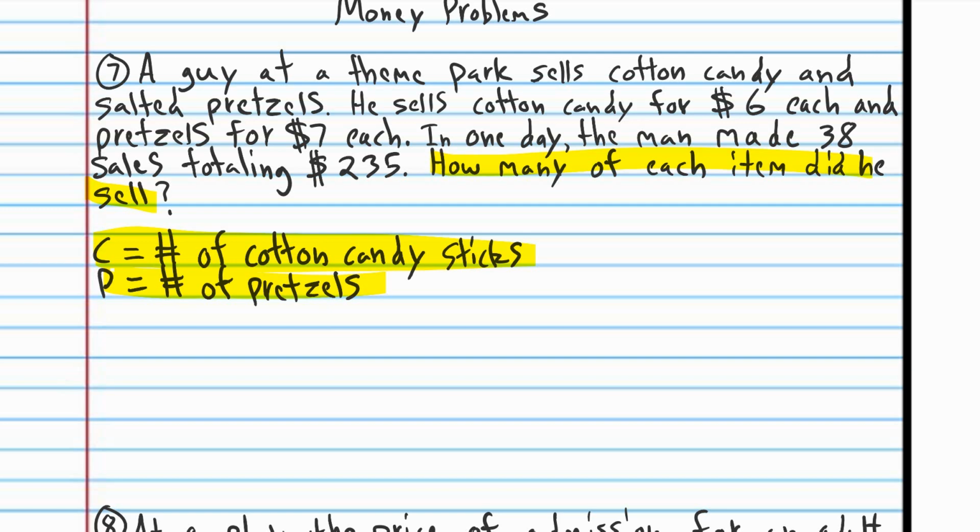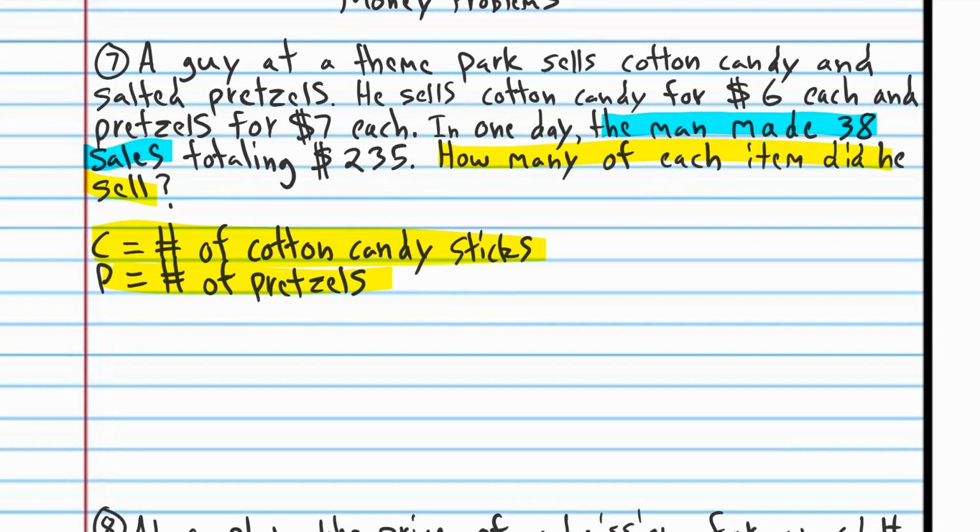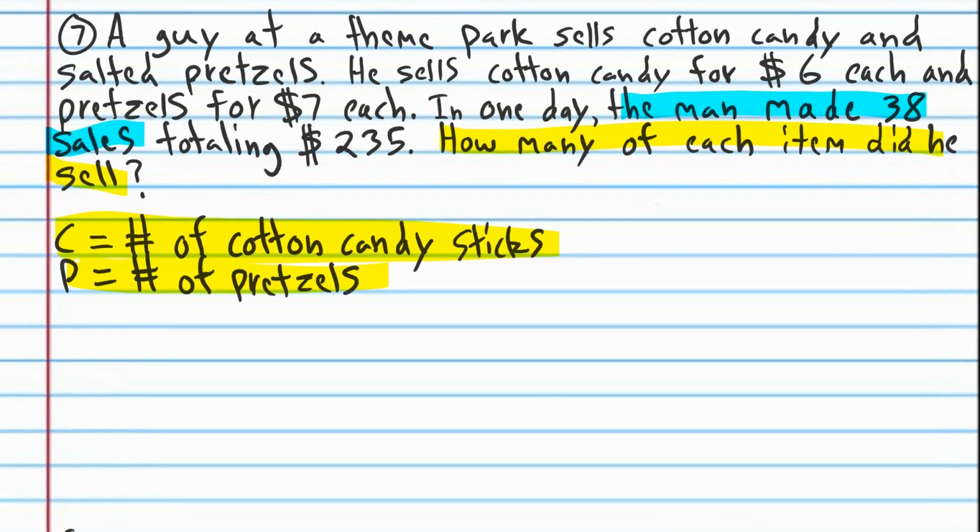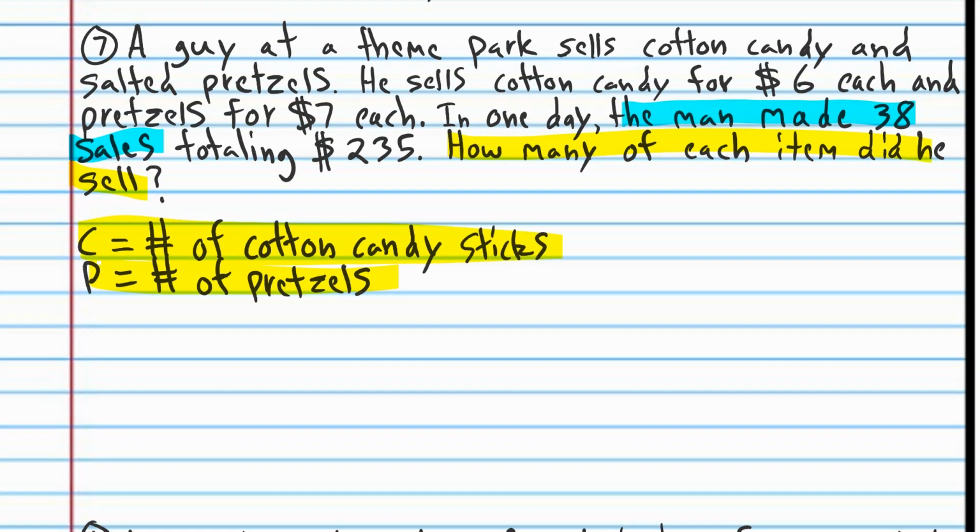The easy part of the equation is actually going to be the man made 38 sales. So that means he sold a certain number of pretzels, a certain number of cotton candy sticks, but the total, if you add those numbers up, you get 38. So one sale would be like selling one pretzel, and if you do another sale, that would be like selling one cotton candy stick, so on and so forth.